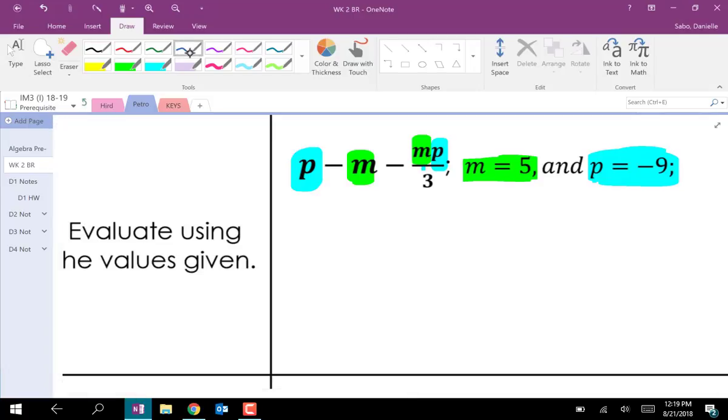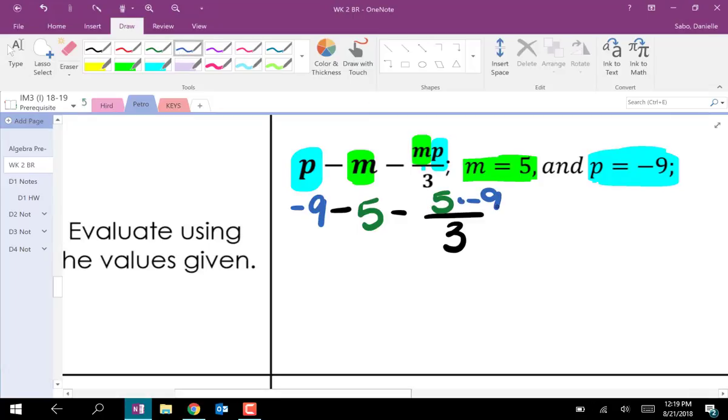Okay, so here I go. I'm going to do -9. The minus sign stays the same. Then I have 5. This minus stays the same. Then I have divided by 3. Okay, so all the black is the same. And then in green, I have 5 times a -9.